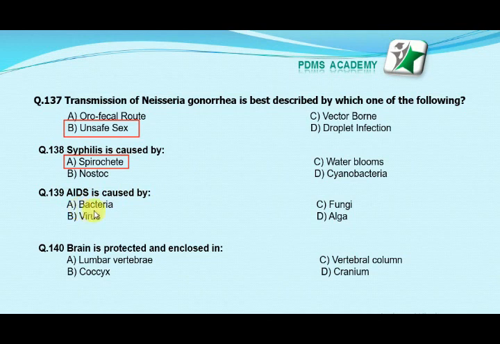Our next MCQ is: AIDS is caused by. Option A, bacteria. Option B, virus. Option C, fungi. Option D, alga. Our correct answer is B, virus.